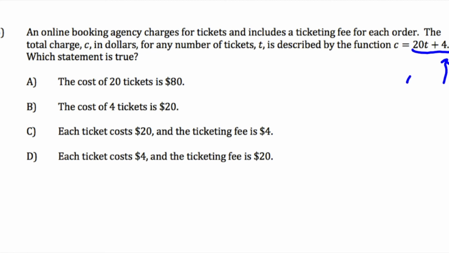The other thing is this number here is our rate of increase, which tells us if we ordered like 3 tickets, we would have 3 times 20 and then plus 4. So 20 is the cost per ticket. Okay? So each ticket costs $20 and the ticketing fee is $4. The correct answer there is C.